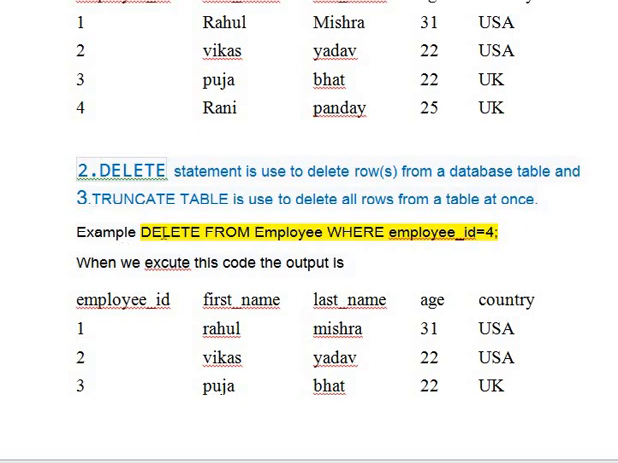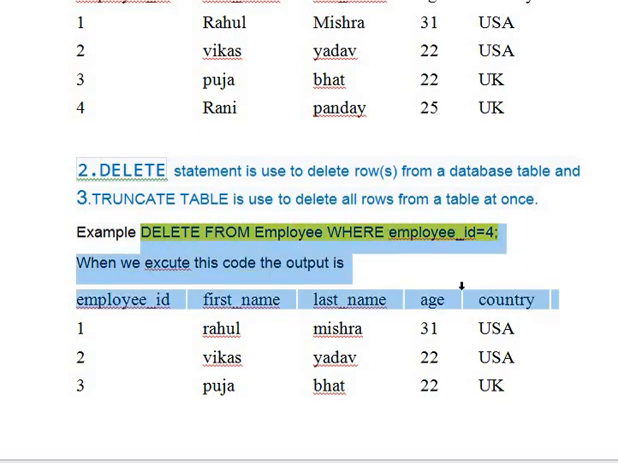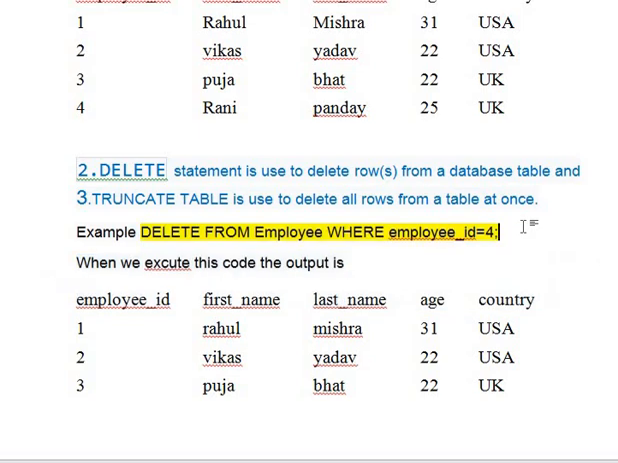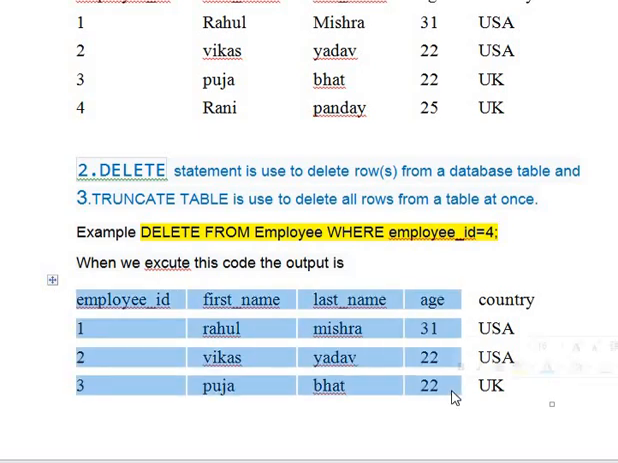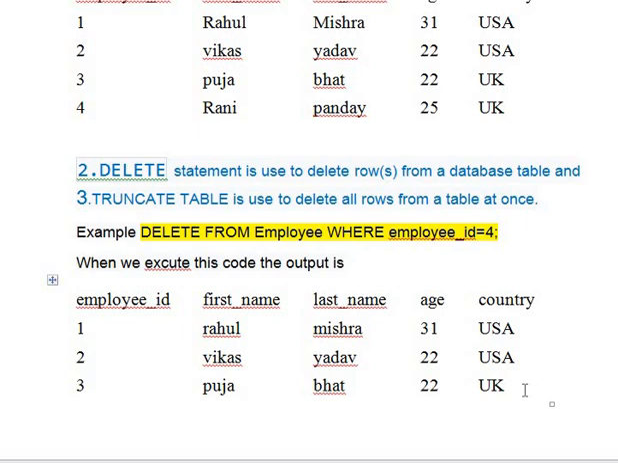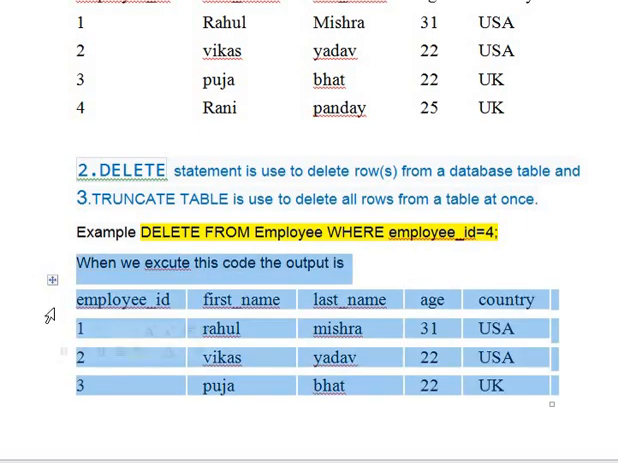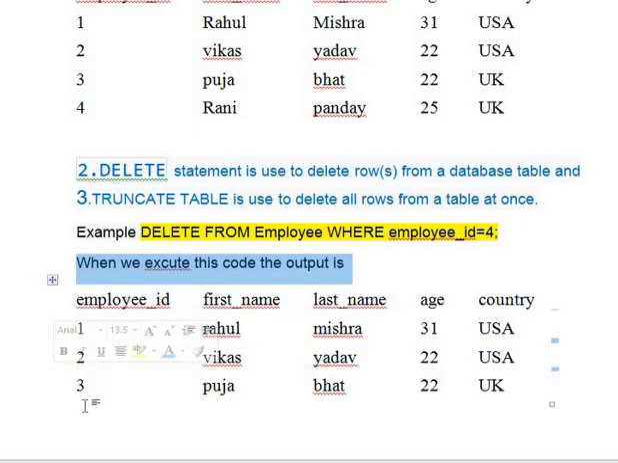So here I mentioned the DELETE statement: DELETE FROM employee WHERE employee_ID is 4. When we execute this code, the output is like this. The table will be created. Okay, the fourth row will be deleted. Okay, in the employee table, the fourth row, whose value is Rani Pandey 25 UK, is deleted from there.